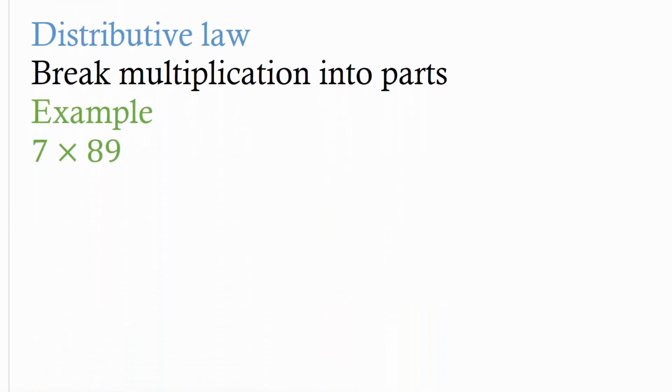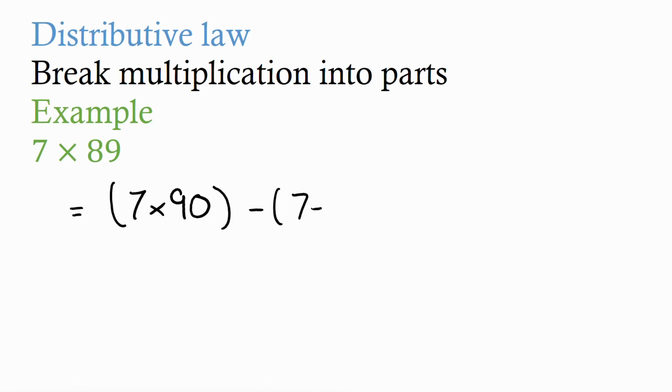All right, the distributive law. This is where we can break multiplications into parts to make it a lot easier. I'm also going to cover another little trick here, so you'll see in a second. I'm going to say, well, 7 times 89, that could be really hard. So what I'm actually going to do is go 7 times 90, take away 7 times 1.